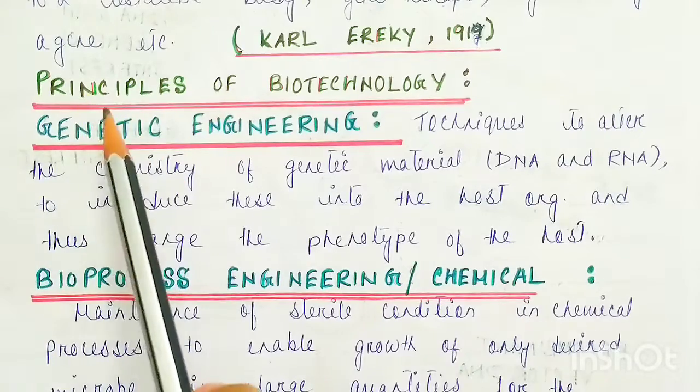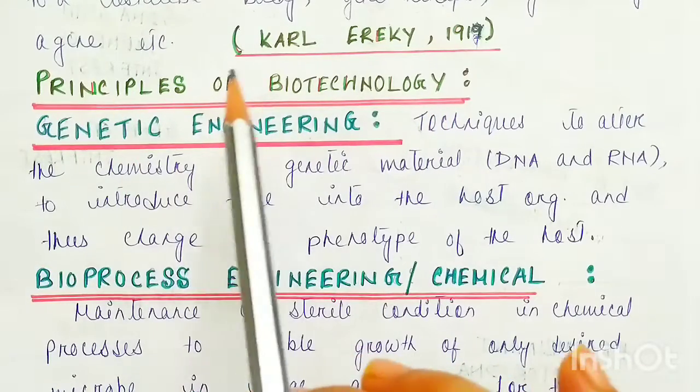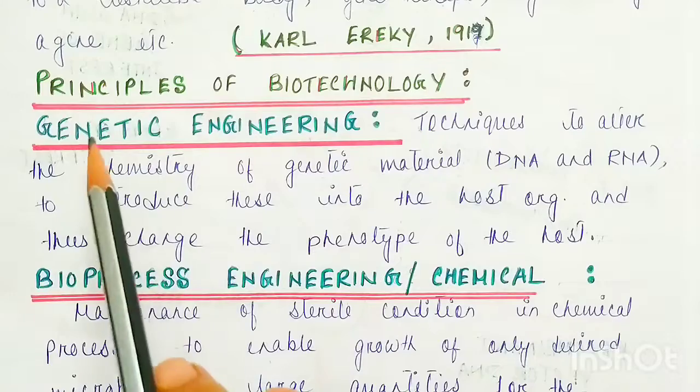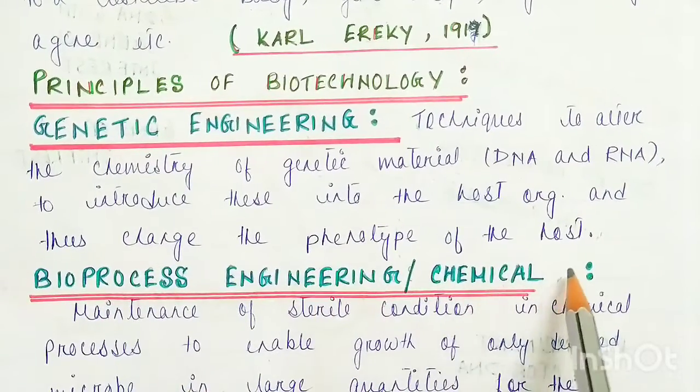Now come to the next point, that is the principles of biotechnology. The biotechnology process is mainly based on two principles. First one is genetic engineering, second one is bioprocess engineering or chemical engineering.